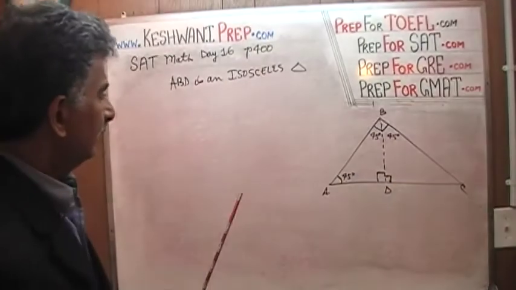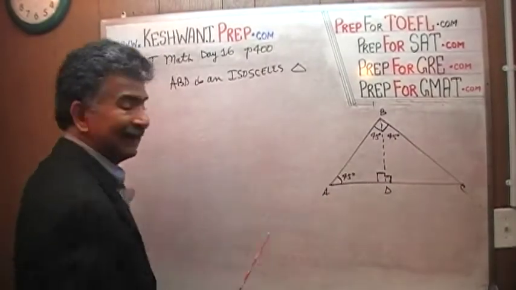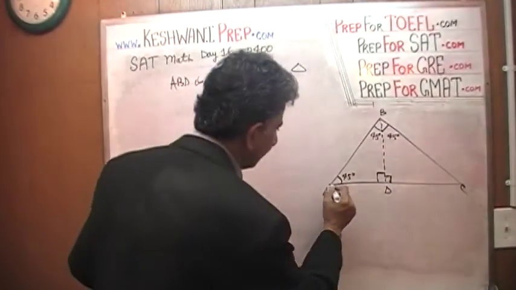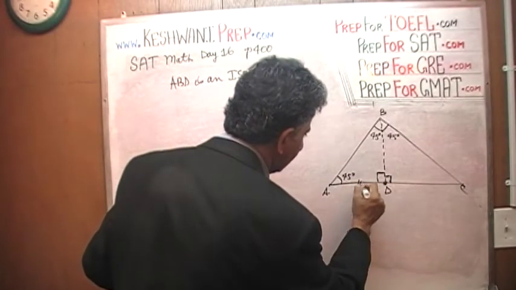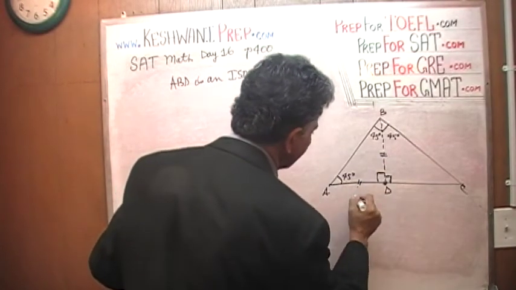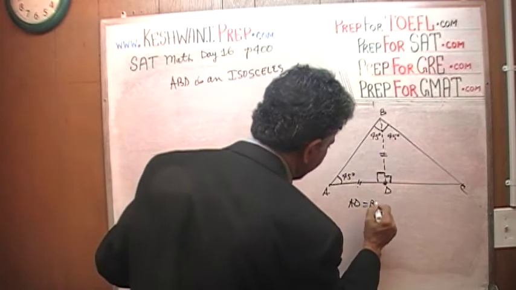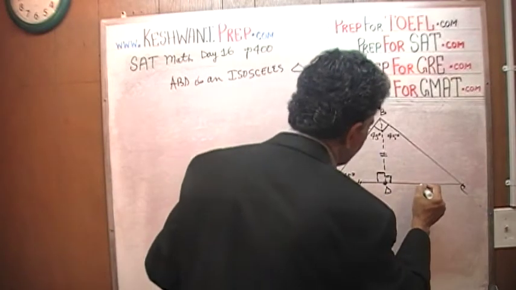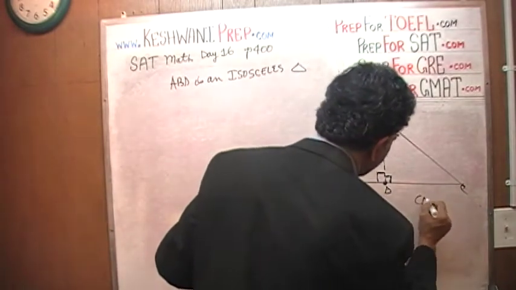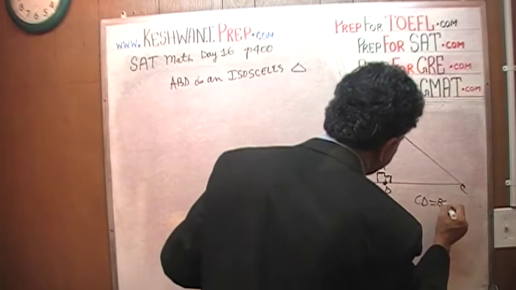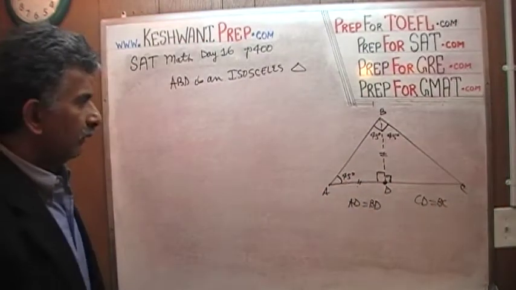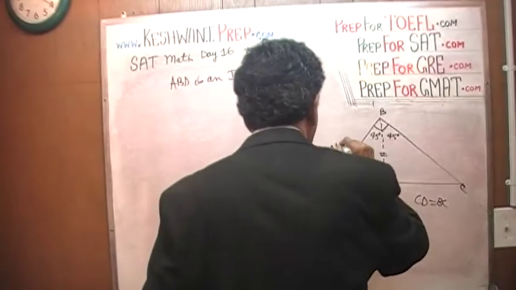So ABD is an isosceles triangle. In other words, A to D is the same as B to D. Similarly, on this side, you will find that C to D is the same as BC. And we know that this is 10 root 2.